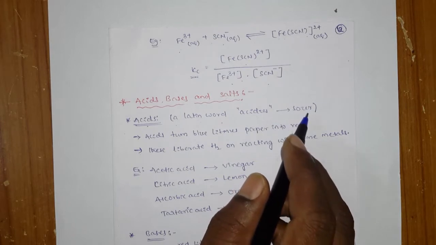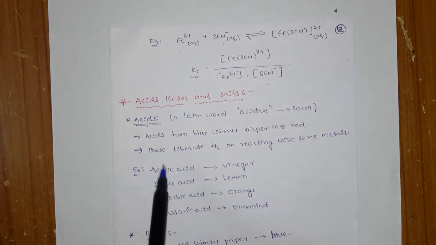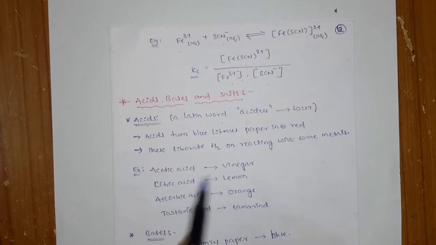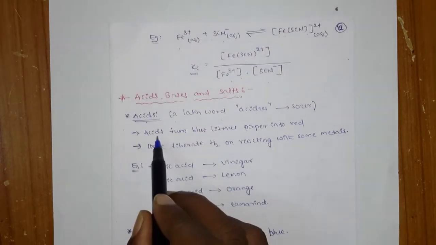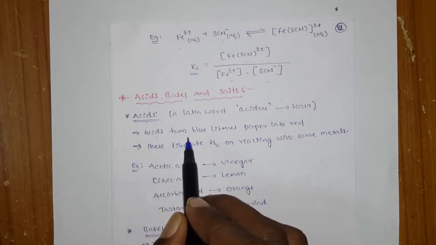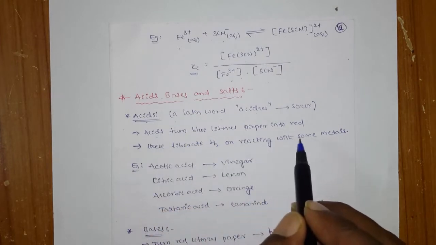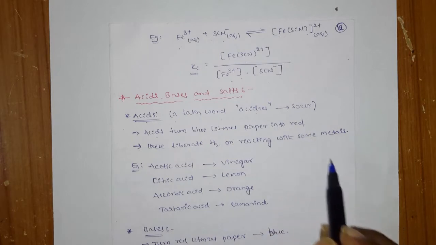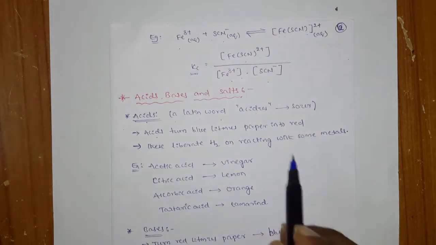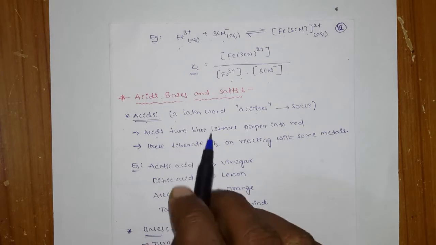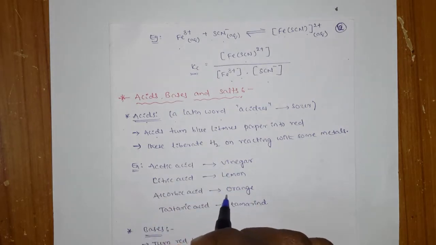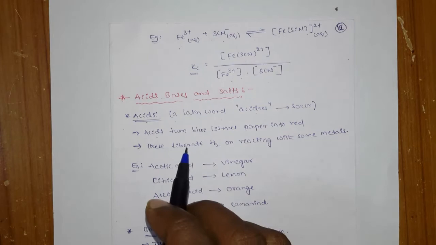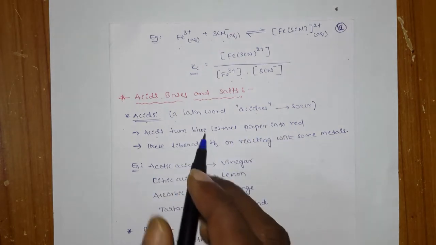Most of the acids are sour in nature. The best example is citric acid in lemon, which generally tastes sour. The acid turns blue litmus paper into red. You know the litmus paper, right? So the acid turns the blue litmus paper into red color.